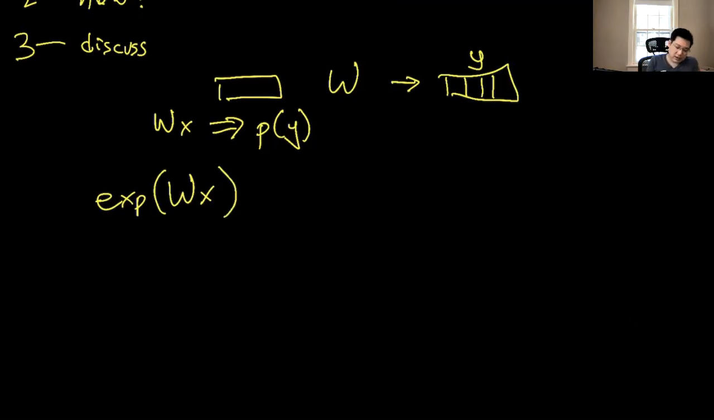Let me rewrite this, because this is actually easier if I change this to something else. So I'm going to call it Z. Sorry about all the variables. I'll just define WX: the ith entry in WX is called Z_i.